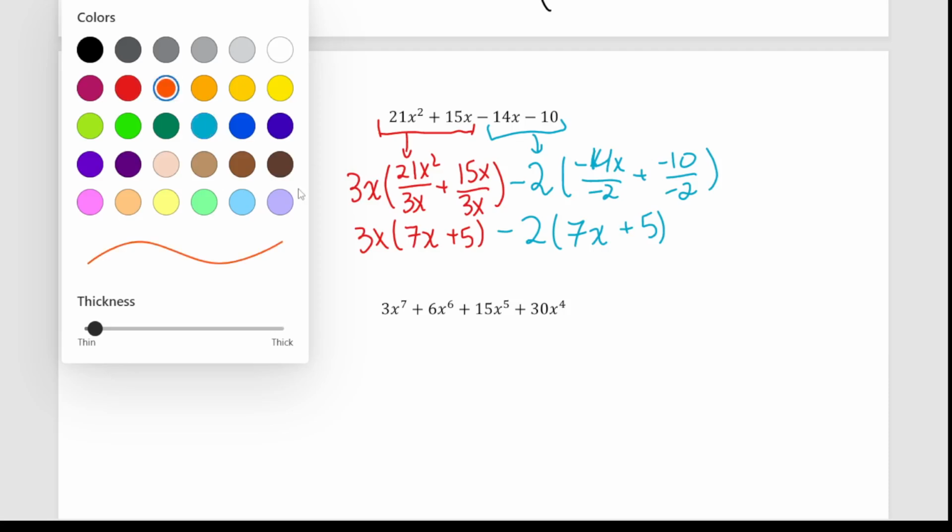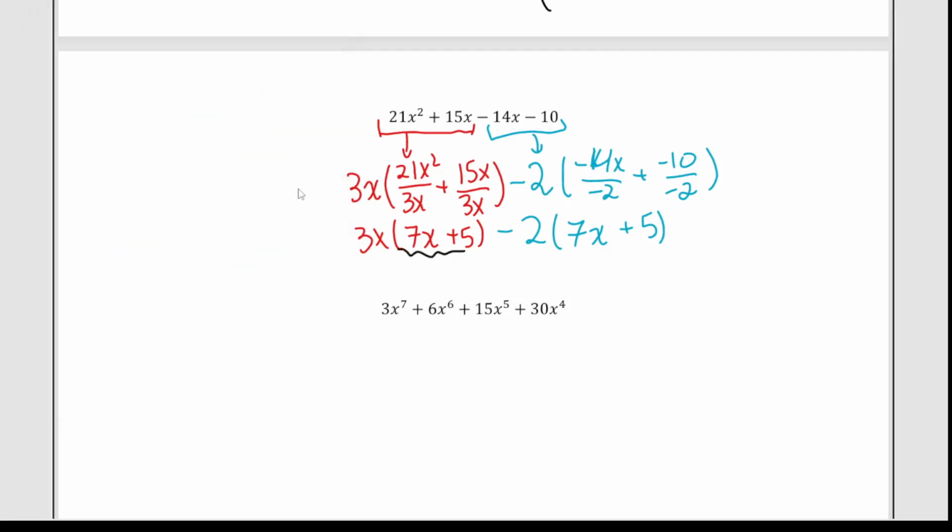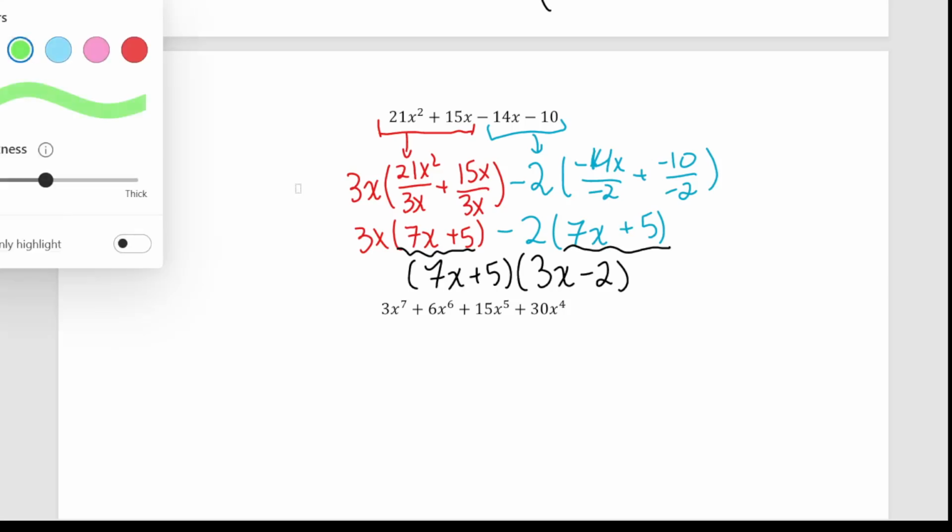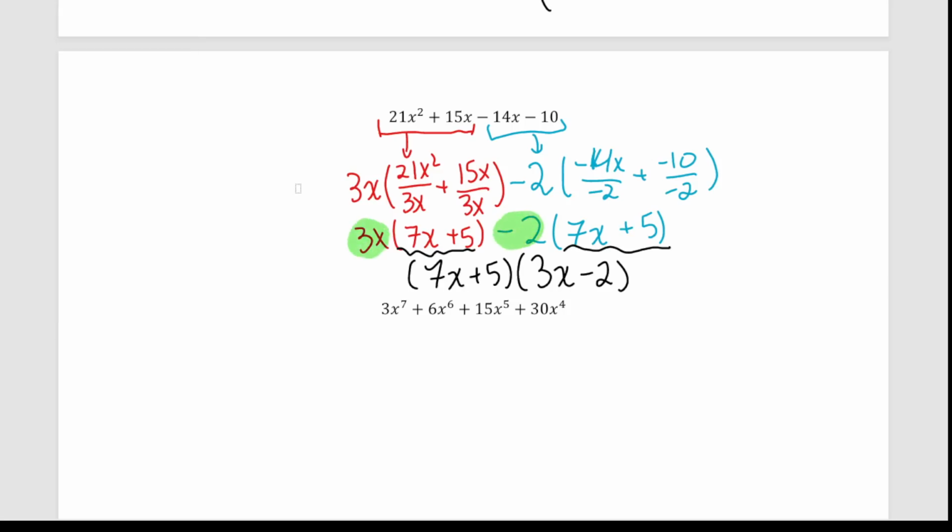So these now have a greatest common factor of this 7x minus 5. So that's going to be one of my parentheses. And then when I do 3x times 7x minus 5 divided by 7x minus 5, that's going to leave us with a 3x. When I do -2 times 7x minus 5 divided by 7x minus 5, that's going to give me a -2. So those other two terms came from what was different. And then the first term came from what is the same.